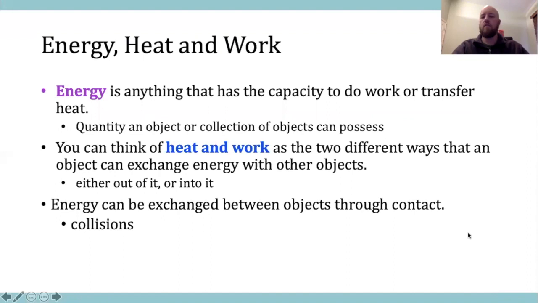All right, so we should be able to identify and calculate Q and W as well as internal energy. Okay, so some basic definitions here. Energy is anything that has the capacity to do work or transfer heat. Heat and work are basically different ways that we exchange energy, right? So for most of us, heat is going to be our most identifiable value. It's a way of transferring energy.